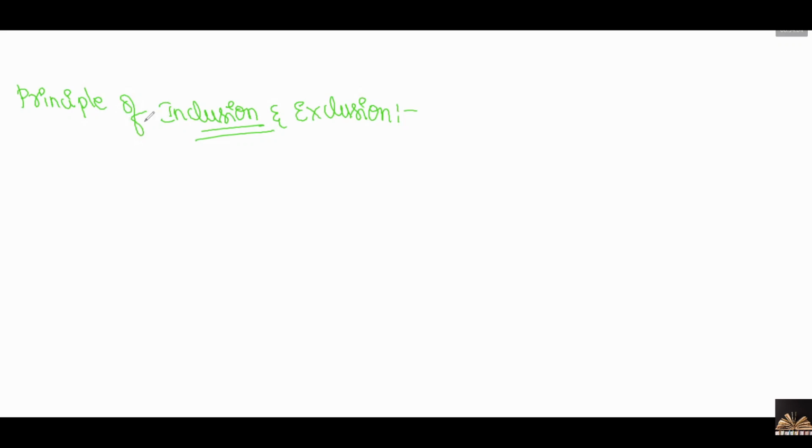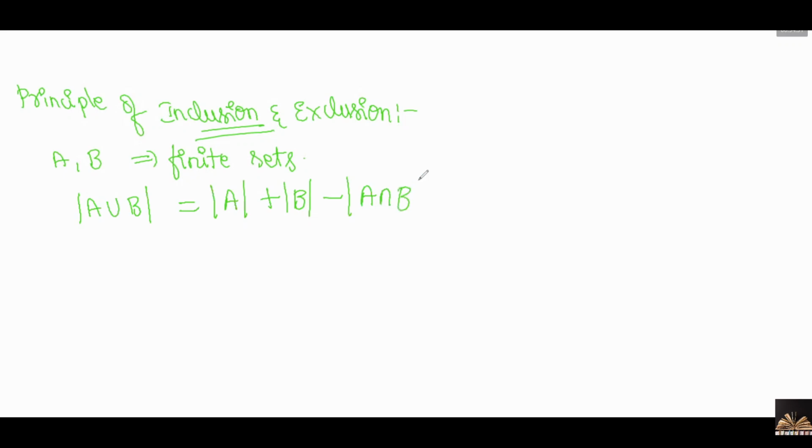This principle of inclusion and exclusion says that if A and B are any two finite sets, then the cardinality of A union B is equal to the cardinality of A plus the cardinality of B minus the cardinality of A intersection B. I think you know this. You have applied the same in probability, right?